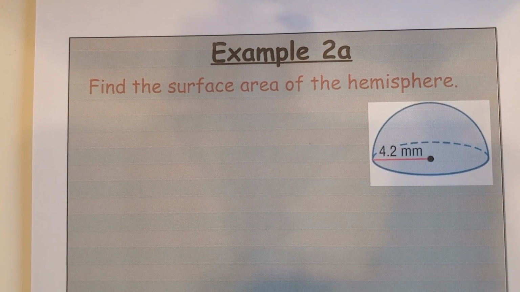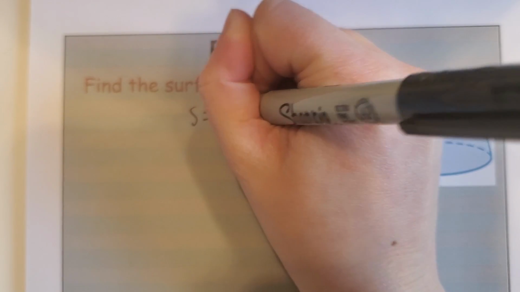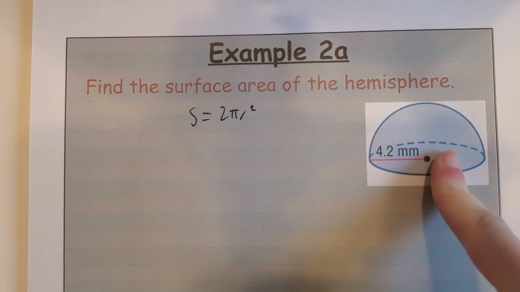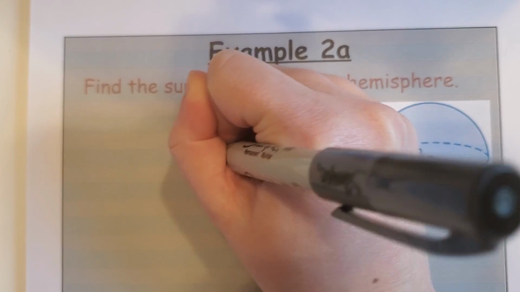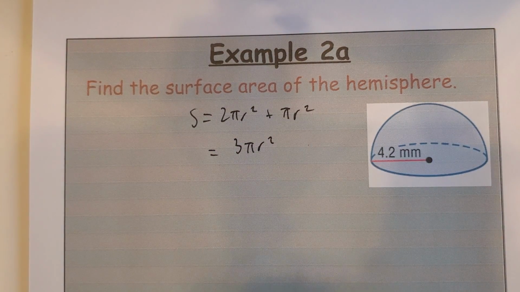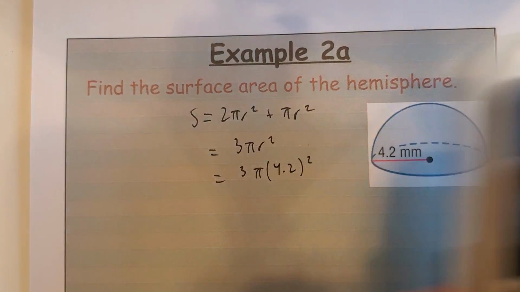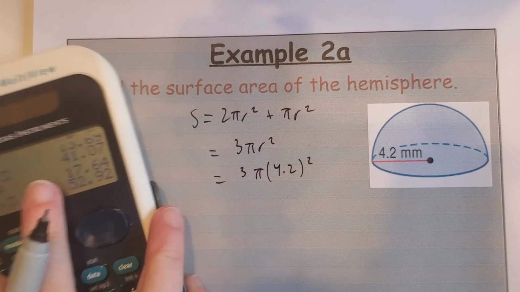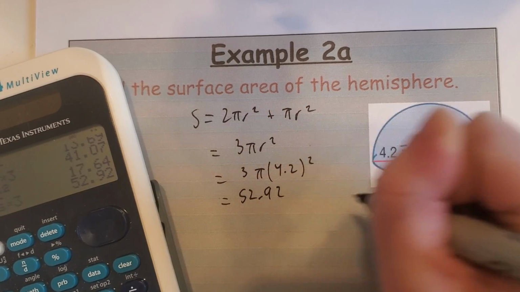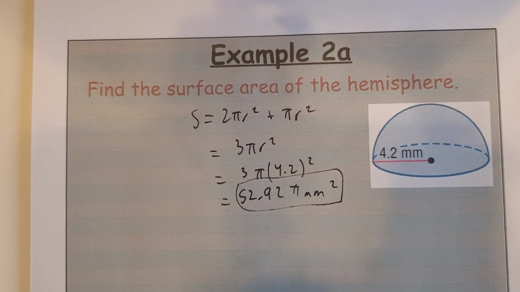All right, so let's do this again without me rambling. The surface area of a hemisphere would be half of a sphere, right? So it would be not 4 pi r squared, but 2 pi r squared. But we do have to take this circle on the outside into consideration as part of our surface area. So we tack on another pi r squared, which means we get 3 pi r squared. And now we can plug all the information in. 3 pi times 4.2 squared. So again, the exact answer is 52.92 pi millimeters squared.